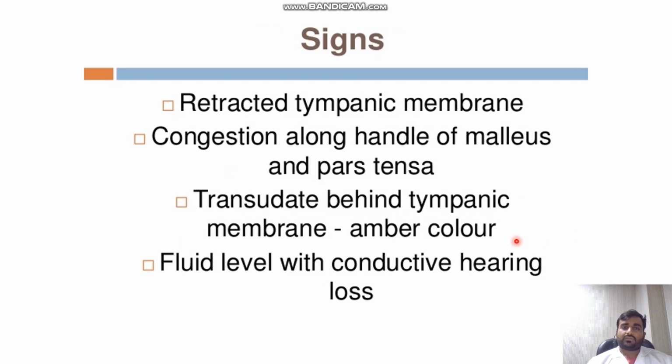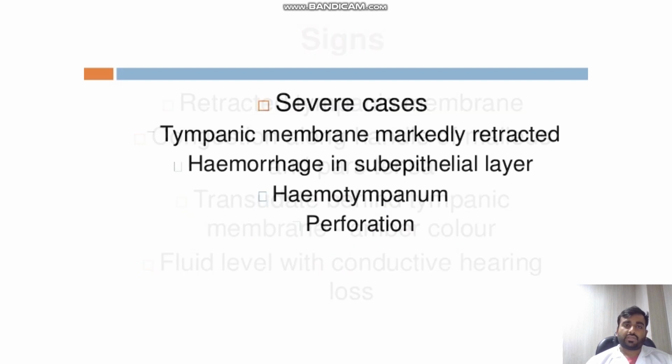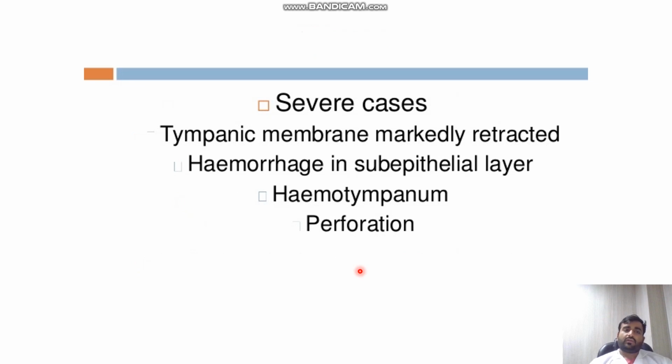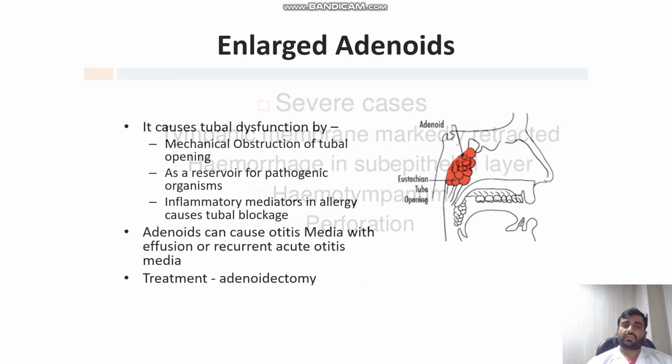Now the signs, as we have discussed in the mechanism: there is a retracted tympanic membrane due to the negative middle ear pressure. There is congestion along the handle of the malleus or pars tensa, or there is otitis media with effusion, or transudate behind the tympanic membrane, amber in color or with a fluid level, that will lead to conductive hearing loss. In severe cases, the tympanic membrane is markedly retracted, or sometimes there is hemorrhage in the tympanic membrane layer, hemotympanum, or perforation.